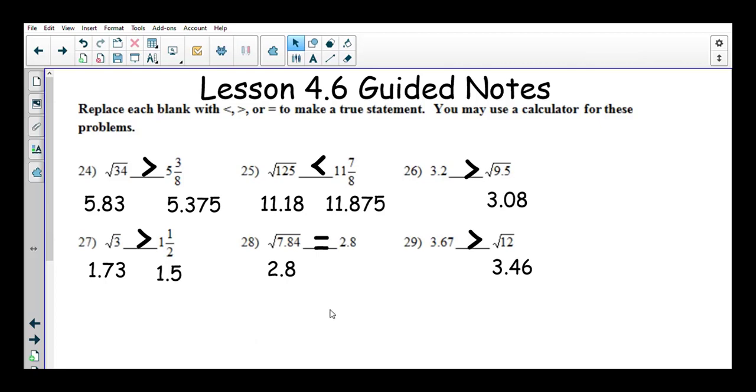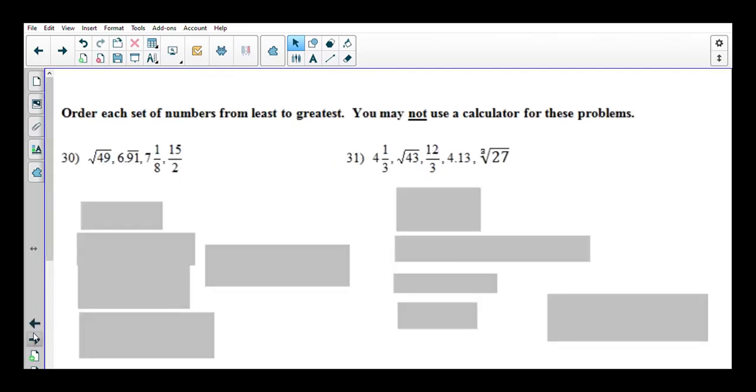These are ones, of course, you could certainly try on your own. With calculators, this is just giving us a chance to practice comparing decimals, but also just plugging these things into our calculator as well. All right, let's take a look at the next group of problems, because these ask us to do them without using a calculator. So it says, order each set of numbers from least to greatest. You may not use a calculator for these problems.